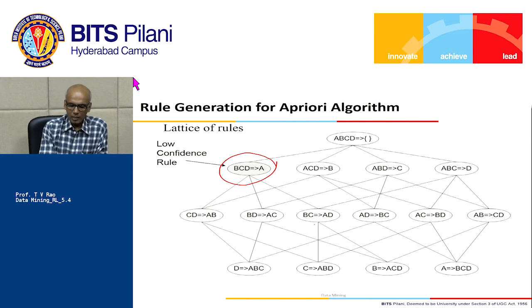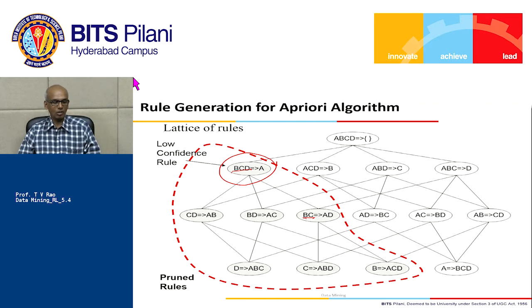BC implies AD will have an even lower confidence, for the simple reason that in this case the denominator comes from the support of BC, which is higher than the support of BCD. Once the denominator is higher, the confidence for this one is even lower. So in that sense, there are several rules which can be pruned, and we can look at the interestingness from the remaining rules.